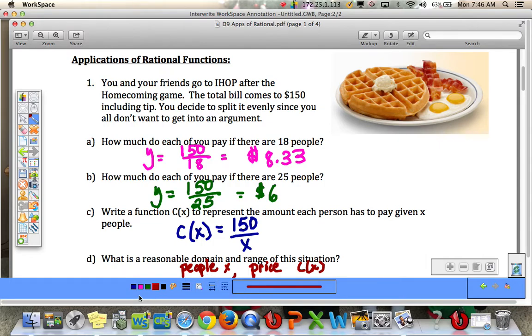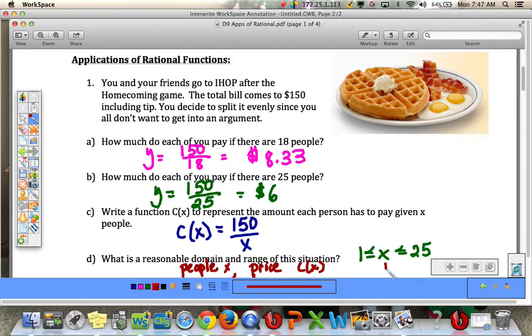So if you think about that, people can't be negative. People probably wouldn't be 0. So I would say that x is between 1 person and, in this situation, 25. But I guess it could depend on how many friends that you have. So I'll put 25. Unless you have more friends, you could put more for that.